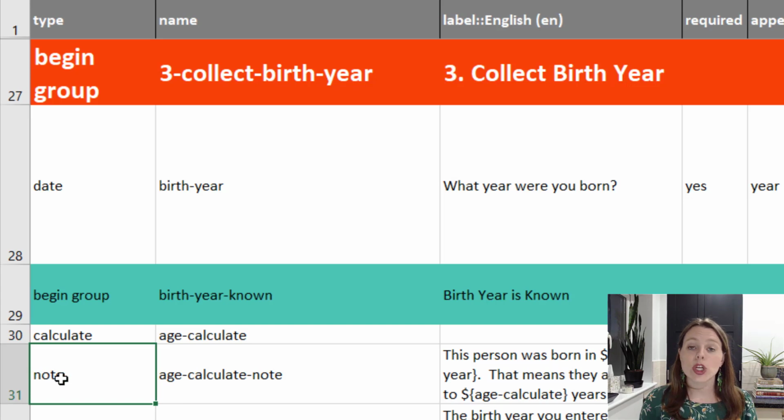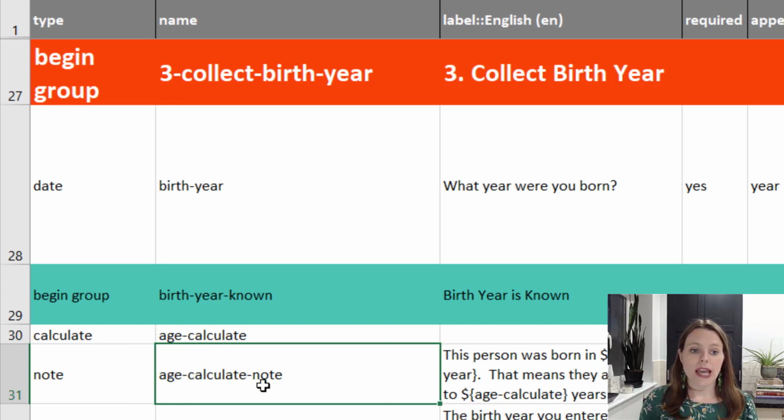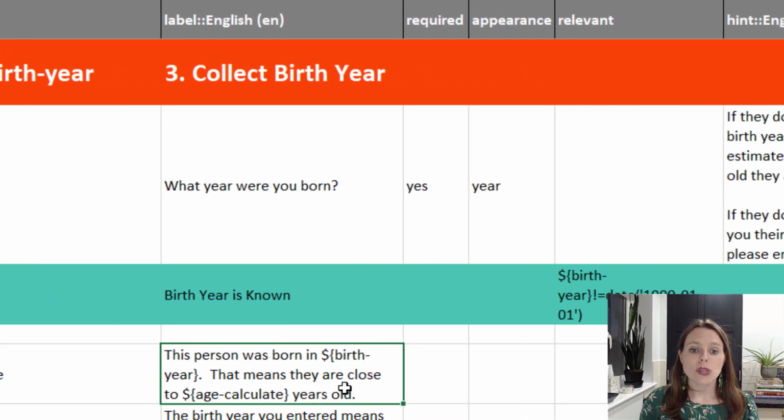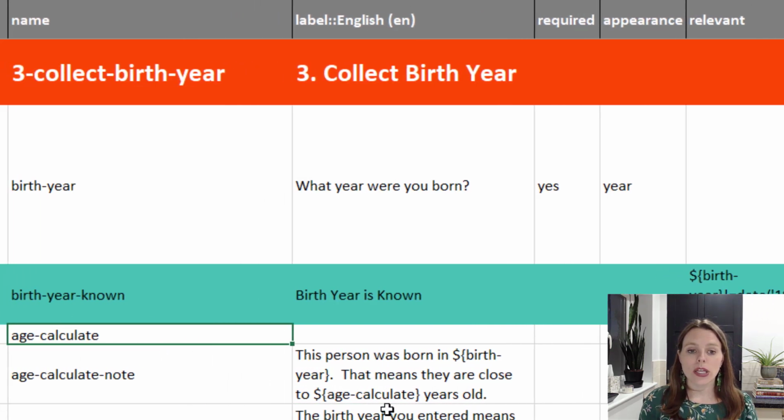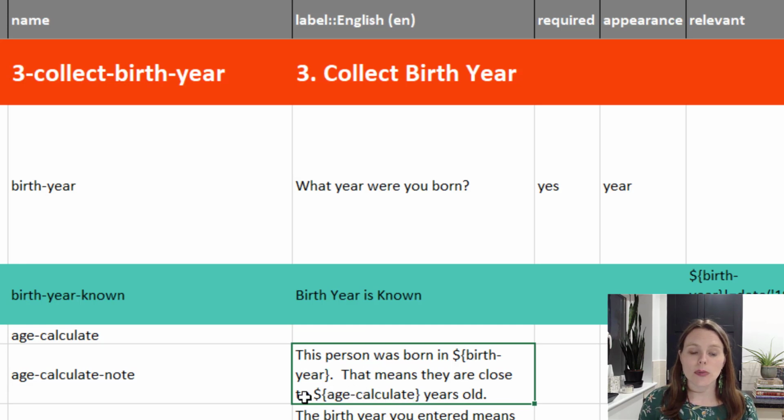And then you can just make a note question to present this back to the interviewer. So there will be a note, and you can name it anything, age calculate note. This person was born in, and you can tell them the birth year. That means they are close to, and then whatever age was calculated, we're going to show it here in the label. So they are close to 19 years old. They might be 18, they might be 19, but it will be close to their age.